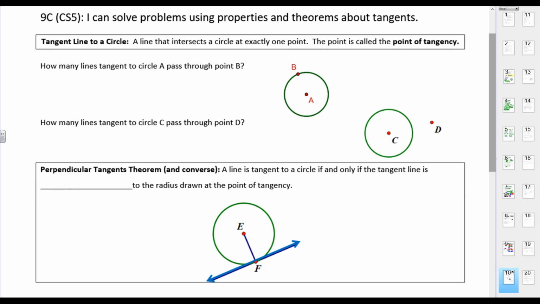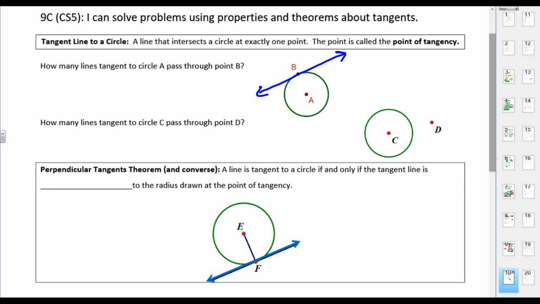I can solve problems using properties and theorems about tangents. Well, a tangent line is a line that intersects a circle at exactly one point, and that point is called the point of tangency. So I'm looking at a circle with a center of A and a point B on that circle. There is only one line that can pass through point B that is tangent to it.